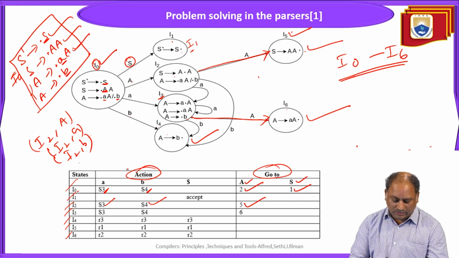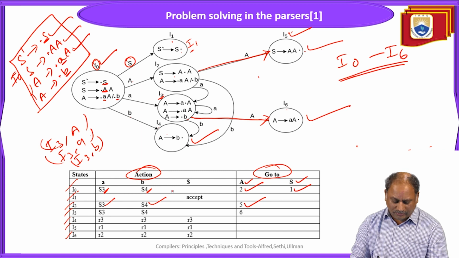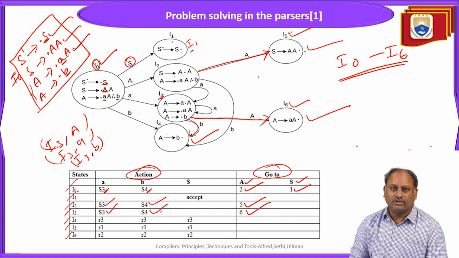And similarly for I3, with capital A, small a, and small b, these are the three closures which we found. So I3 with capital A reaches the state I6. That's why here 6. And I3 with small a reaches the same state, so S3. I3 with small b reaches I4, so S4. So this is the shift operation to be performed, and goto is performed with the non-terminals.